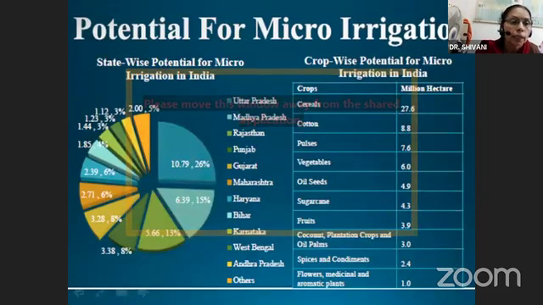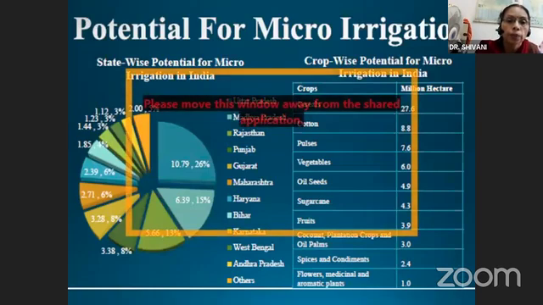Thus, we can see that there is great impact of micro irrigation, and this pie chart shows state-wise potential for micro irrigation as well as crop-wise potential for micro irrigation. Here also Maharashtra, Rajasthan, Punjab, and Haryana are the states where the potential of micro irrigation is very high. Then crop-wise potential for micro irrigation is also here.